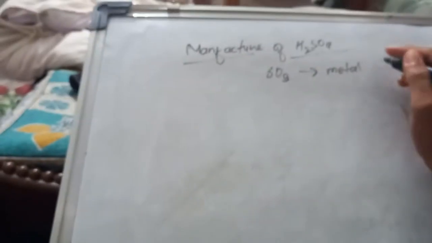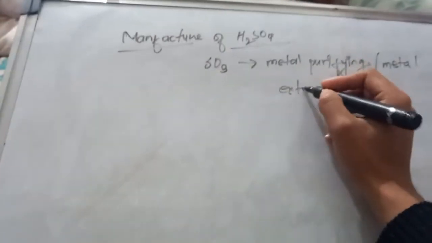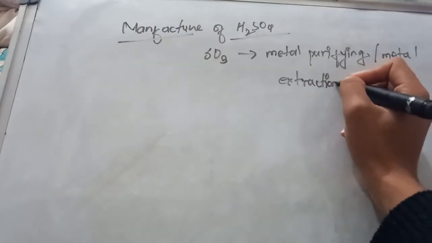Let's start. Firstly, today we will deal with the manufacture of H2SO4, the king of acids. For this, the main input is SO3 that we obtain from the metal purifying or metal extraction industry. We will deal with this.